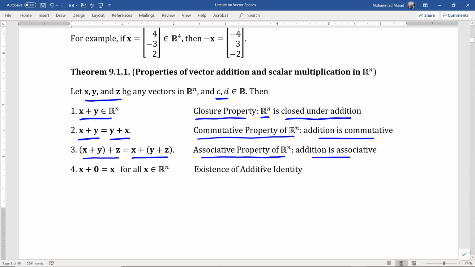Property 4. x plus the zero vector is equal to x. It's true for all x in the set Rn. This property is called the existence of additive identity.